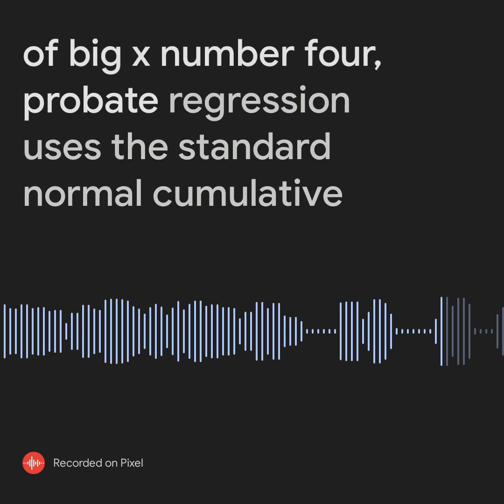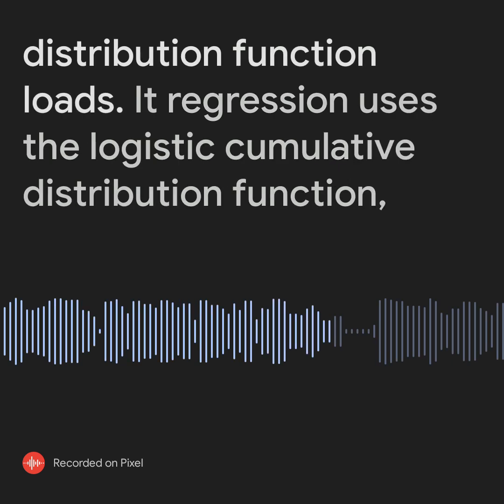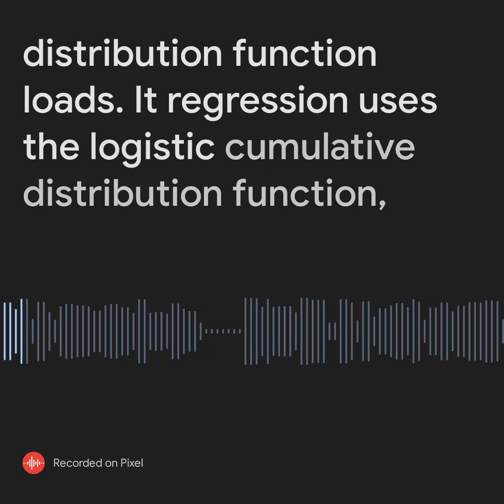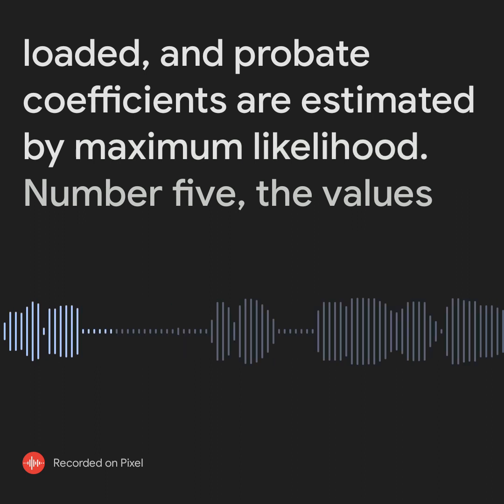Number four, probit regression uses the standard normal cumulative distribution function. Logit regression uses the logistic cumulative distribution function. Logit and probit coefficients are estimated by maximum likelihood.